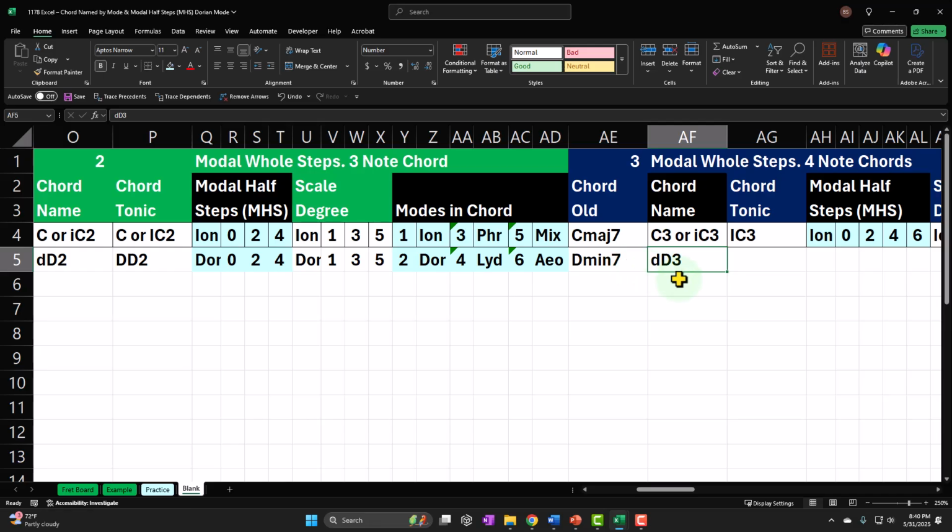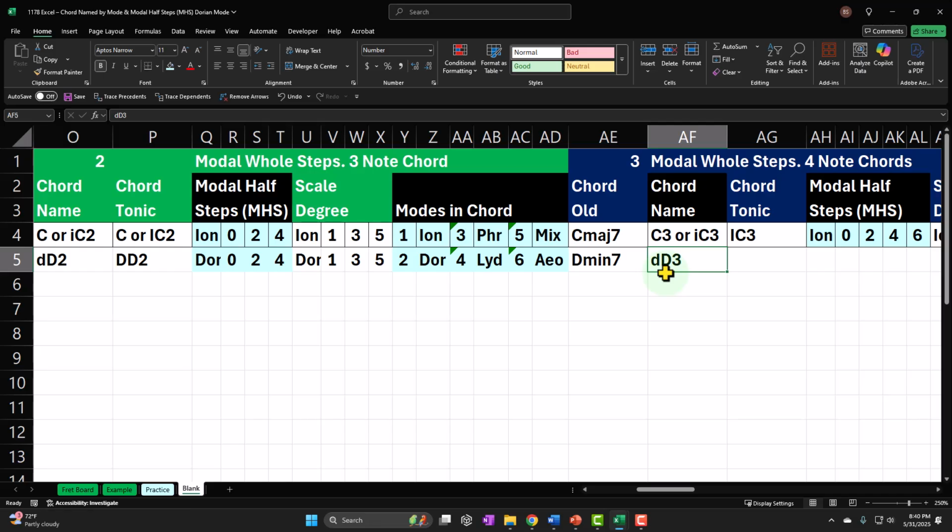Why do I put a 3? Because I'm saying it's the tonic plus 3 modal whole steps. So 3 notes plus the root, because the 3 is the distance plus the root. So that's all you really need. It's a 4-note D Dorian chord. And then how do you build that?